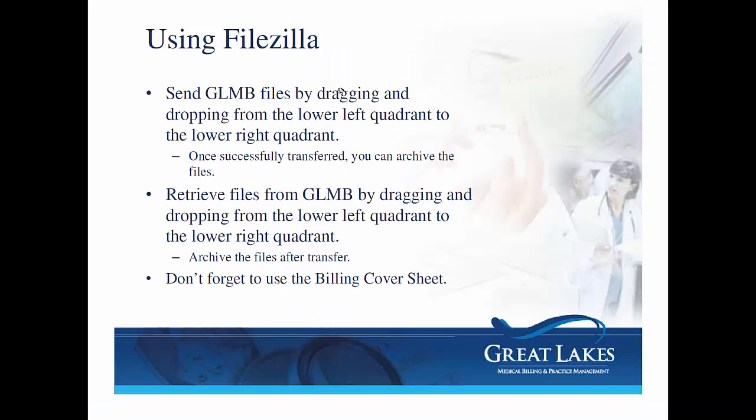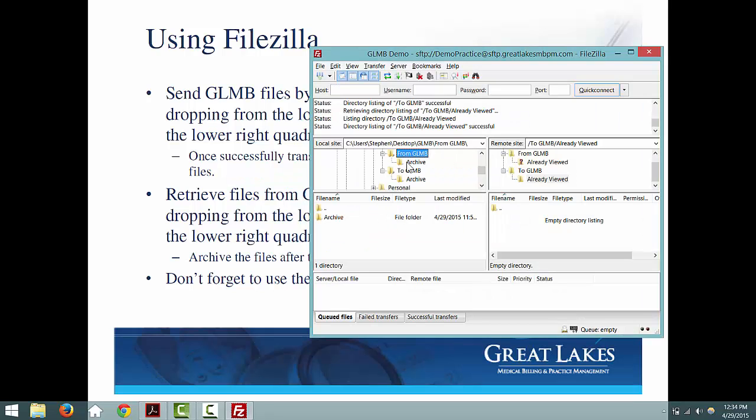So how do we actually use Filezilla? Generally, what you're doing is dragging and dropping. If you're sending it to Great Lakes, it's going from the left to the right. If you're sending it from Great Lakes, it's from the right to the left. Now, you'll notice the message "server unexpectedly closed network connection." That does happen from time to time. Usually it doesn't interfere too much. If that happens, there are a couple of different things you can do, and we'll get to that in a second.